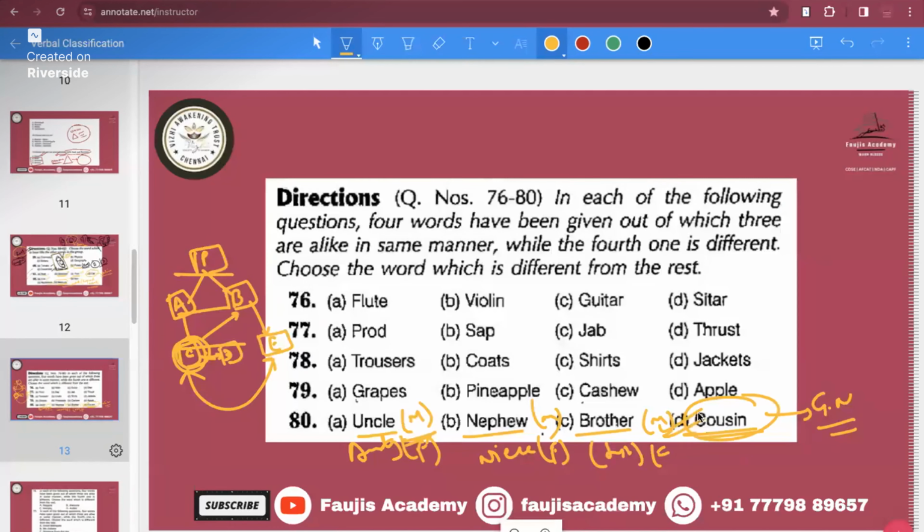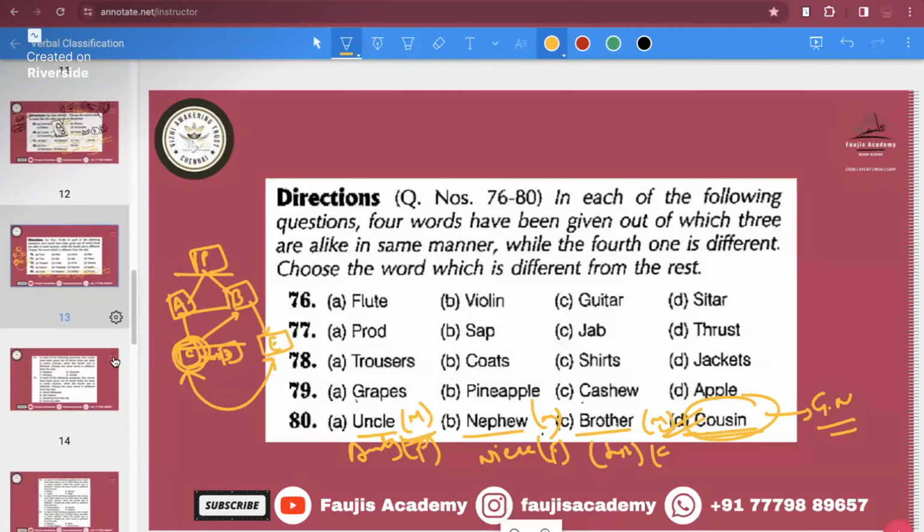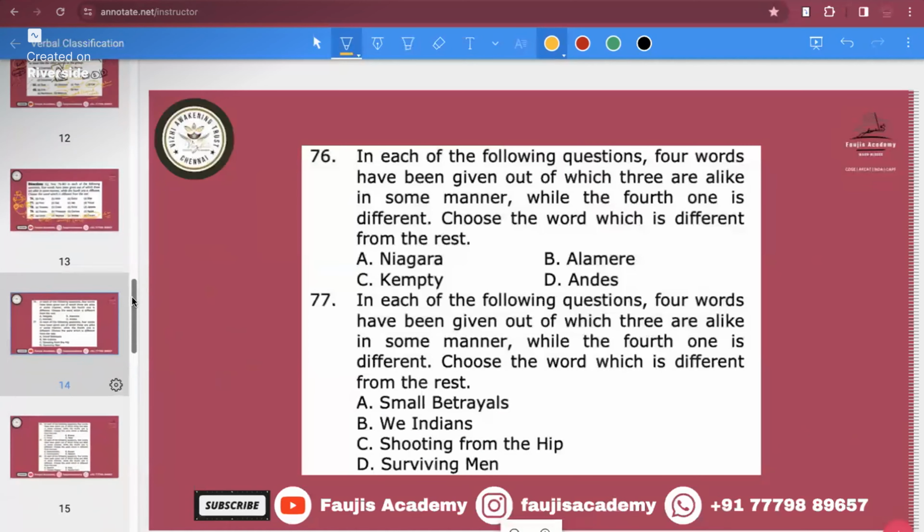Yep, we'll go ahead with D as the answer. I was looking at the relation, at what level the relations are, on what degree. I would have essentially concluded that the relation between C and D is of second degree. But going ahead with this logic, wherein uncle, nephew, and brother are all male, and cousin is gender neutral, we'll go ahead with that. Thank you so much. Let's go ahead with this.